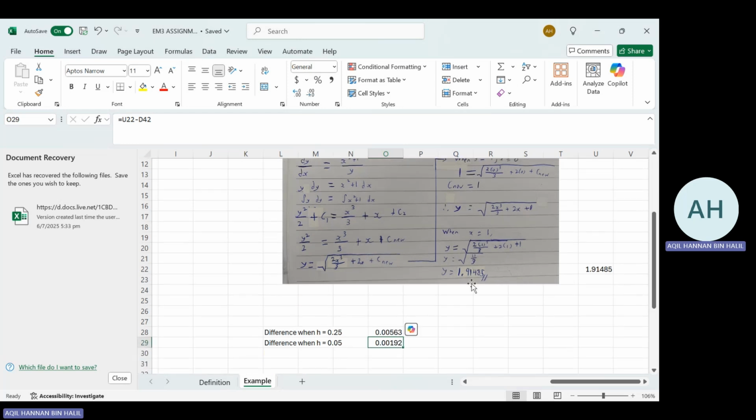And to compare with my approximated values, when my step size is 0.25, the difference in value, the error, is 0.00563. And when the step size is 0.05, the margin of error is 0.00192. This shows that when the step size is smaller, the values are much more accurate. Hence, when doing Euler's method, it is better to use a smaller step size.